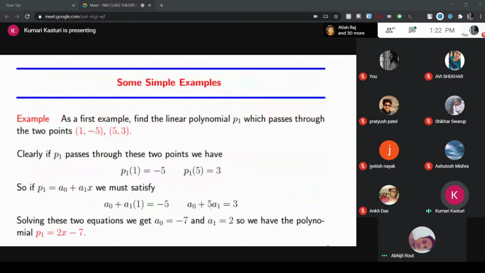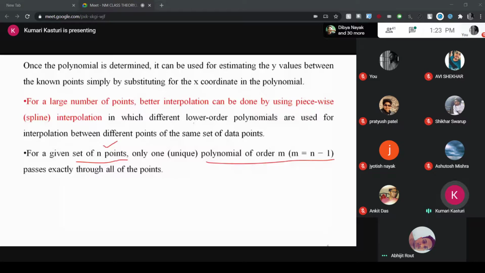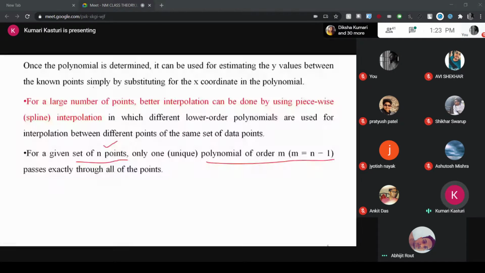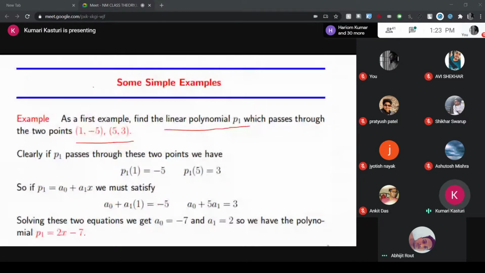Now, a simple example is given here. As a first example, find the linear polynomial. It is given to you in the question: you have to find a linear polynomial P1 which passes through these two coordinates. One thing, if you remember, I told you that whenever you have only 2 points and you connect them, that is a straight line, obviously called your linear polynomial. Same condition: to get the linear polynomial, how many data points are needed? Only 2. Okay.